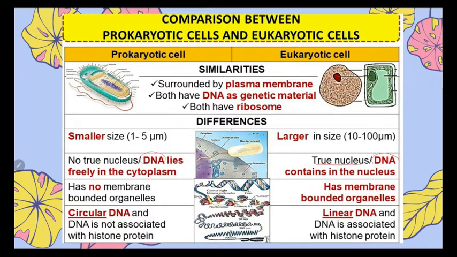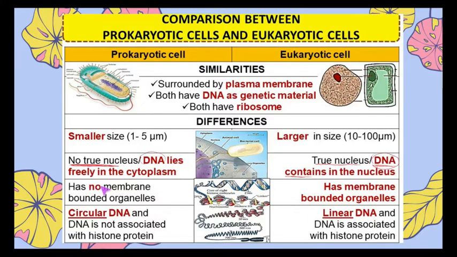Okay, but if you differentiate not in the same aspect, for example, for prokaryotic cell you say about no true nucleus, while for eukaryotic cell you give DNA, so you will not get the full marks for this aspect. 0 mark actually. Okay, next aspect is about organelle.